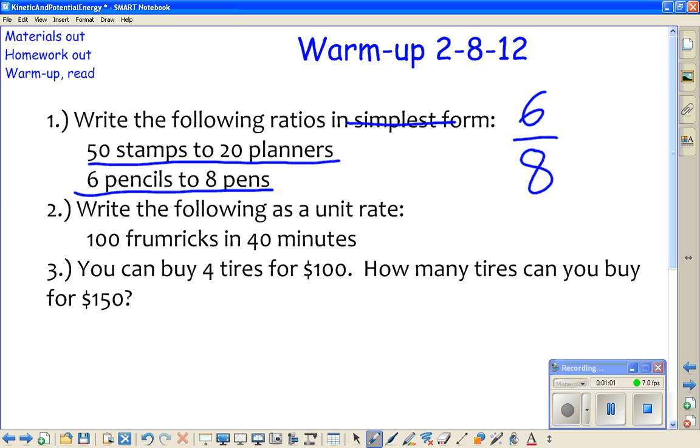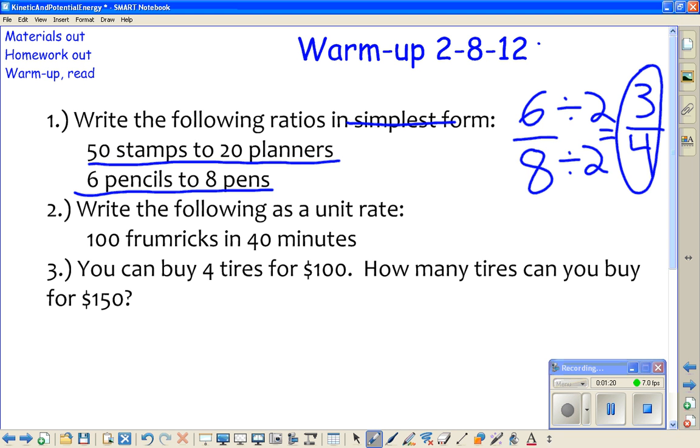Okay, what goes into both 6 and 8 without a remainder, Alex? 2. Okay, 6 divided by 2 is 3. 8 divided by 2 is 4. So our simplified ratio is 3/4 or 3 to 4. Okay.